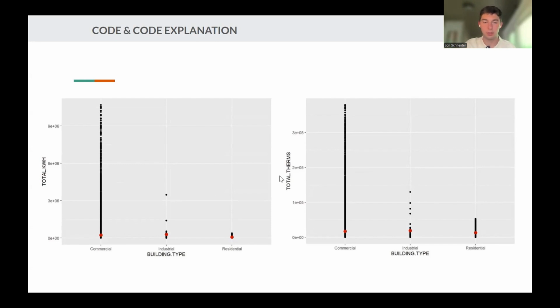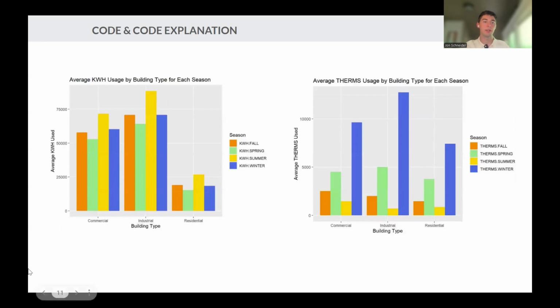And it kind of tells a similar story to the jitter plot. So after we did all that, we had cleaned our data. We felt like we were in a good place. Then we made our final graphs. And these graphs here tell a story that makes sense based on seasons. For kilowatt hours, your highest usage is in the summer for all of the categories.